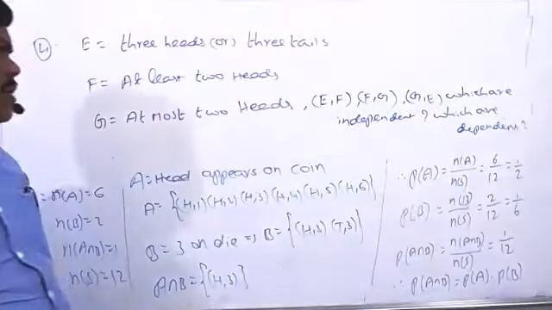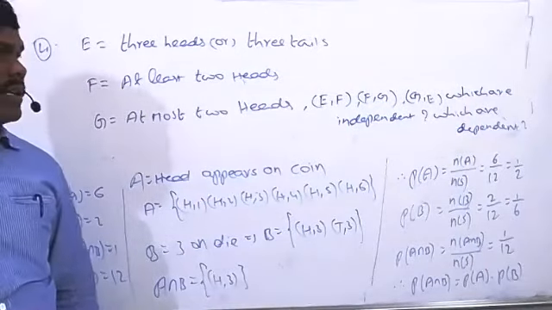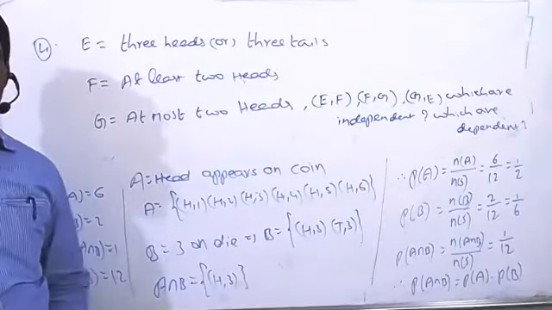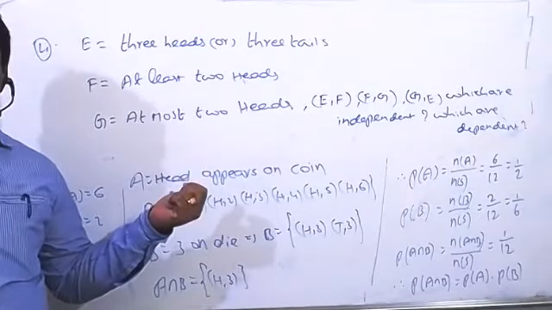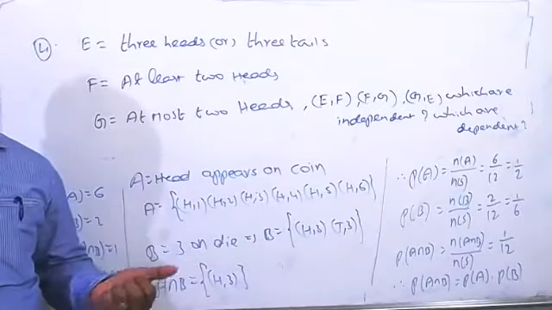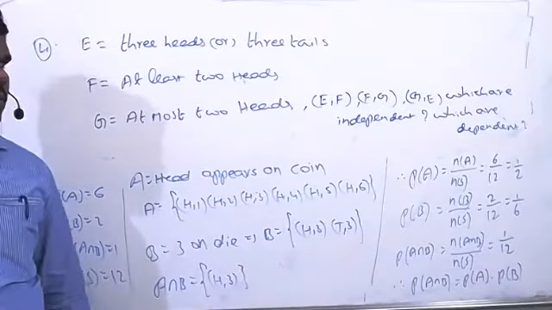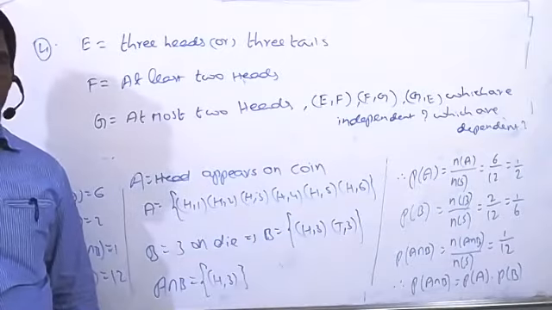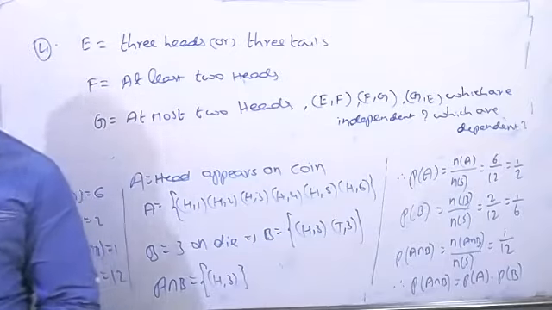And what is the meaning of dependent here now? Clearly, for example, if probability of A intersection B is not equal to probability of A into probability of B, then I can say directly that both the events are dependent. Otherwise, they are independent. Okay, this is the question.